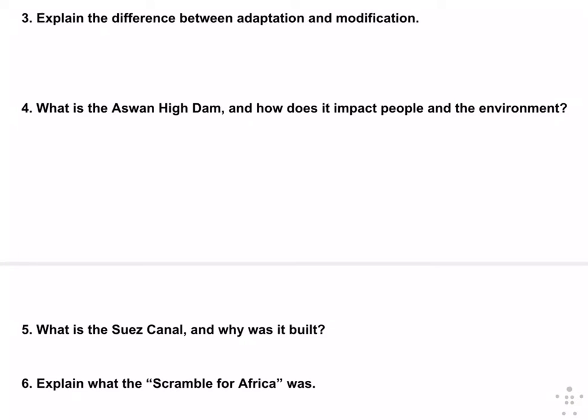So if you look at the economics of goods and services, you can use that canal so you could travel faster, and it helps you with trading purposes. Number 6, what was the scramble for Africa?